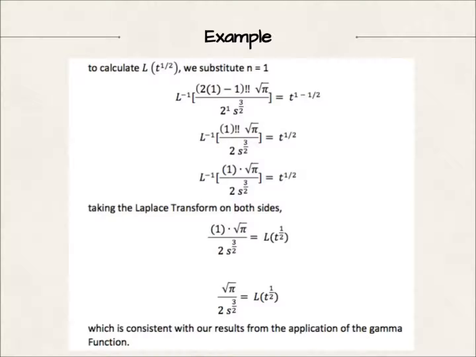Upon simplifying, we have the Laplace inverse of root pi over 2 times s power 3/2 equals t power 1/2, where the double factorial of 1 from our piecewise function is just 1. Now, taking the Laplace transform on both sides, we find that the Laplace transform of t power 1/2 is just root pi over 2 times s power 3/2, where the Laplace inverse cancels on the left hand side. Now this result is consistent with the results we got from the gamma function, but is rather useful because we can substitute it for any power of n.